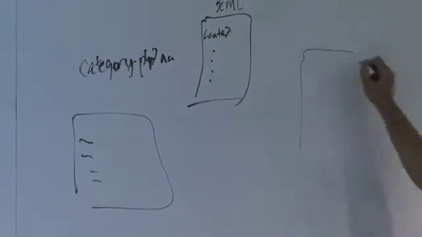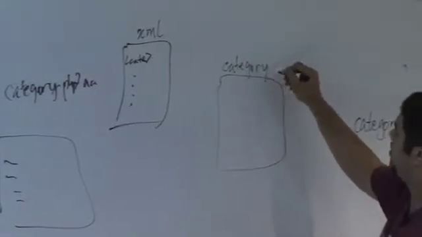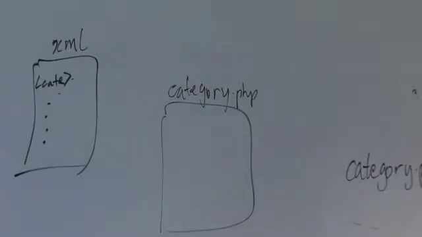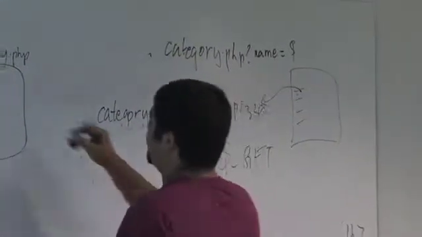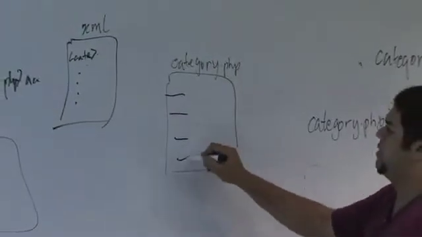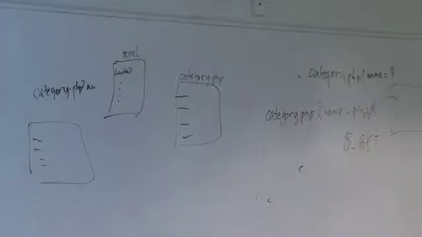And in your category.php page, which we will link to this way, the moment you see a GET variable, you just print out the elements in that menu. Does that make sense? I see a few confused faces here.